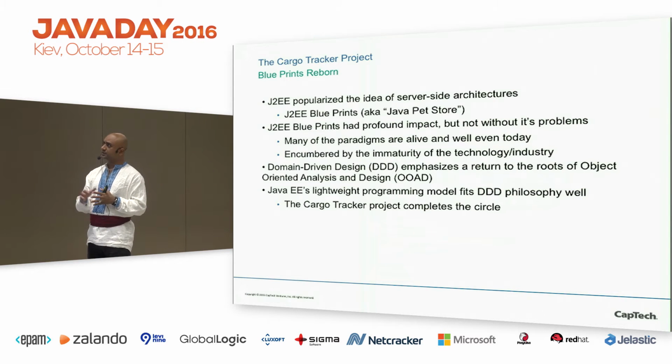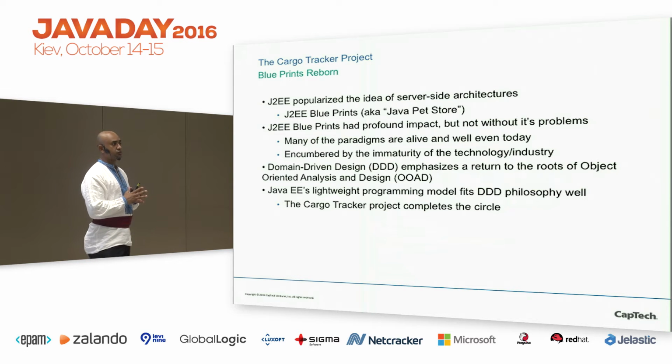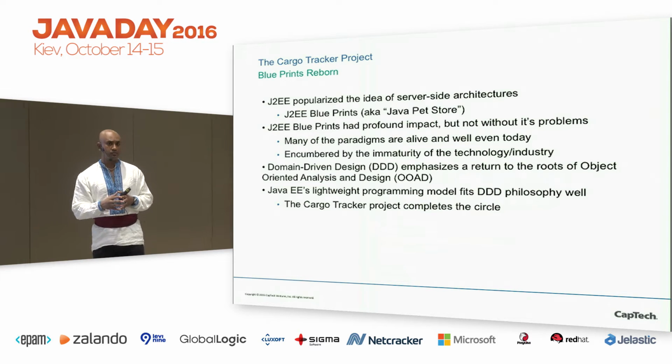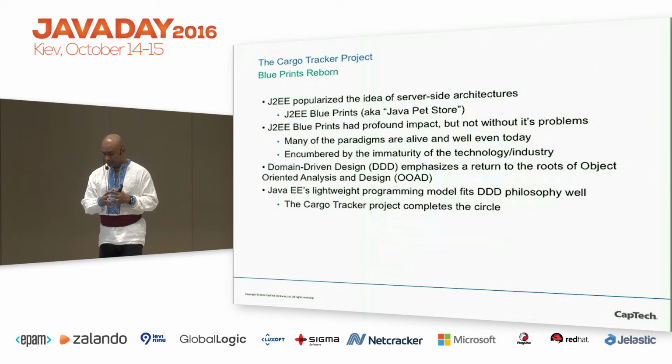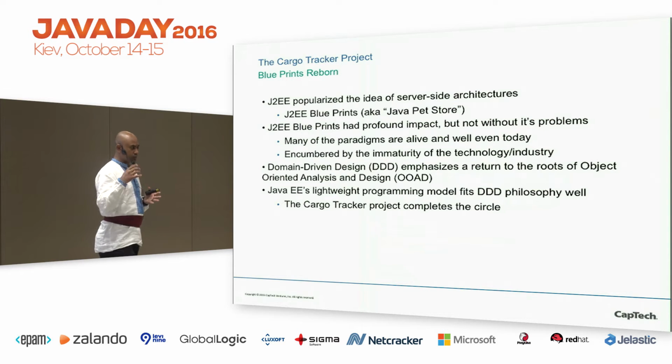Although the blueprints themselves are probably not referenced as much today, the reality is the results of those blueprints is something that we are all touched by. So whether you realize it or not, things like DAO or data access object, things like facade, things like DTOs, all of those things actually originated from the J2EE blueprints. But the J2EE blueprints were not without their problems. Okay, the principal problem with the J2EE blueprints are not necessarily the blueprints projects themselves, but rather the fact that the technology at that point in time was relatively immature.